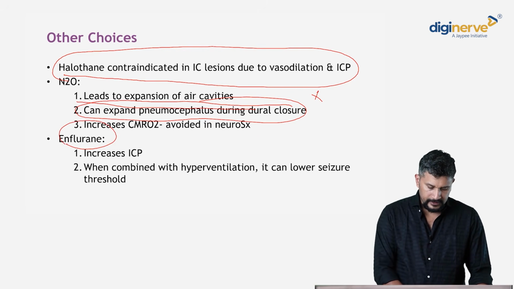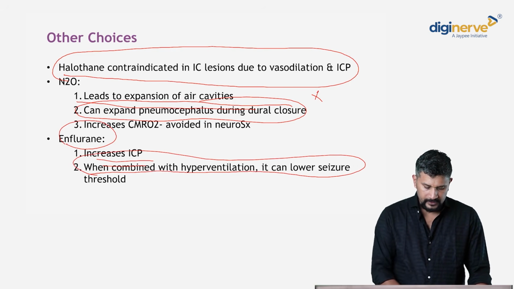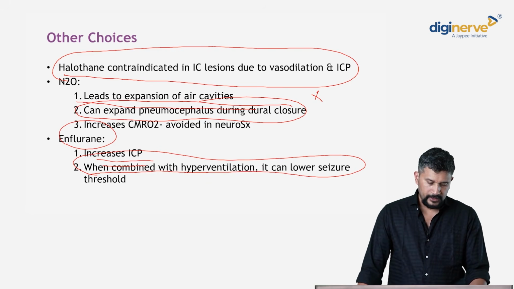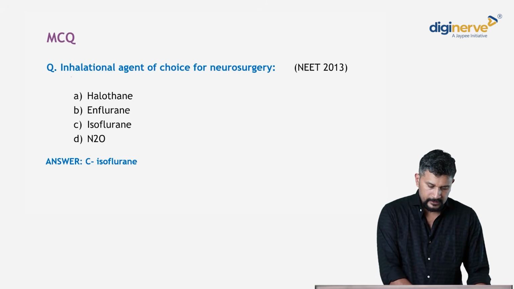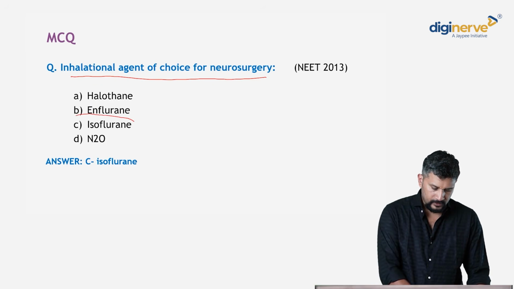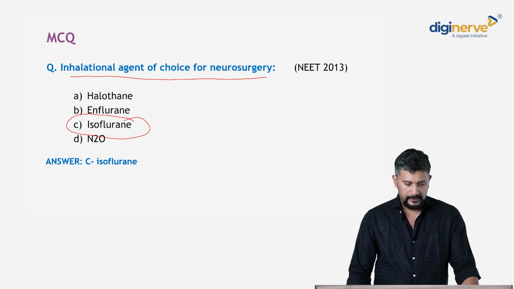Enflurane tends to increase the intracranial pressure. Also, whenever you combine enflurane in a patient who is being hyperventilated, it can lower the seizure threshold and you can end up precipitating seizure attacks during the surgery. So therefore, the inhalational agent of choice when it comes to neurosurgery amongst the given options would be isoflurane, and the correct answer would therefore be C.